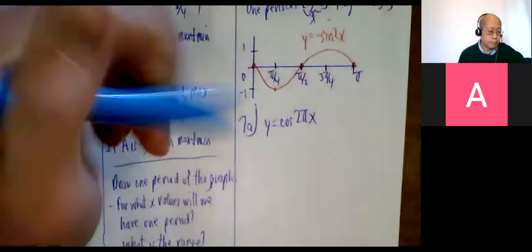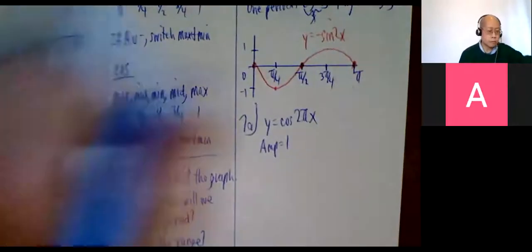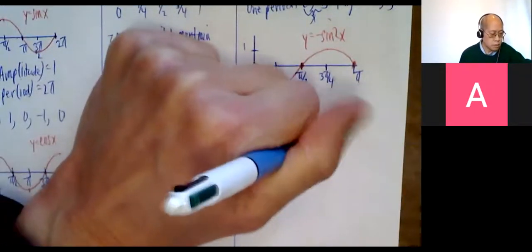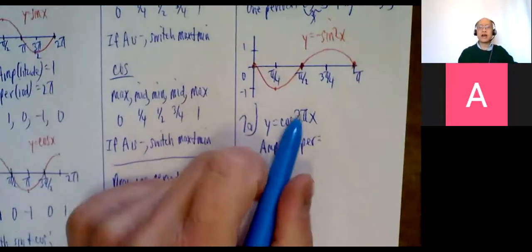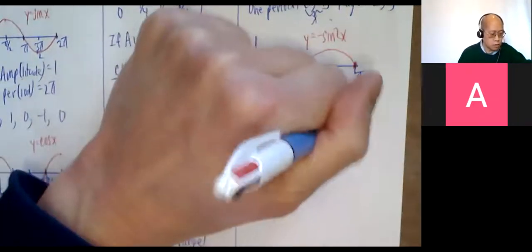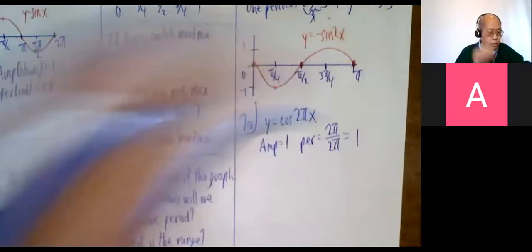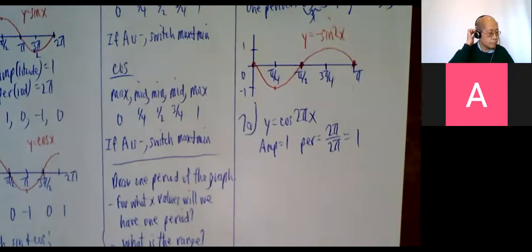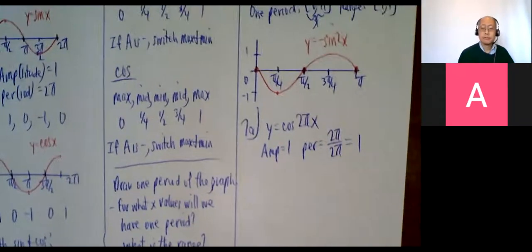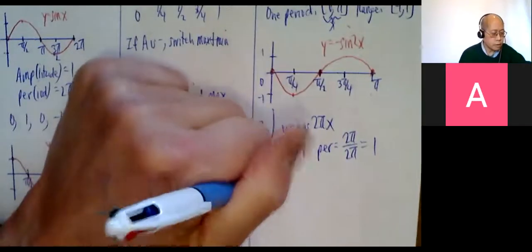1. Okay. Amplitude is 1. Period is 2 pi divided by the b. The b is the coefficient in front of the x. 2 pi divided by 2 pi, 1. It's very nice. So one period just goes from 0 to 1.